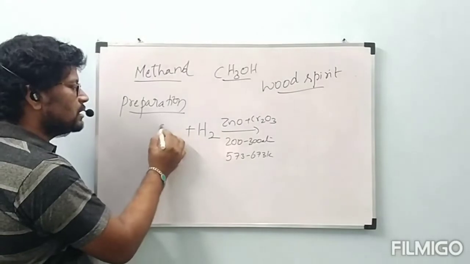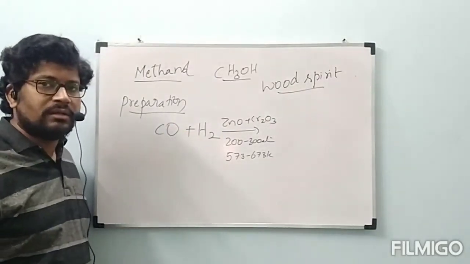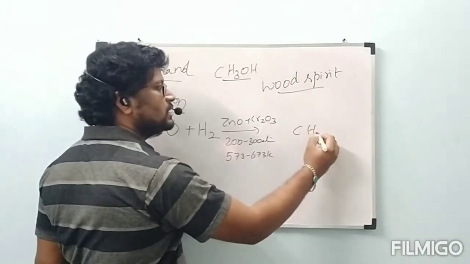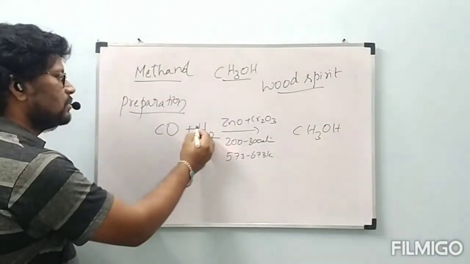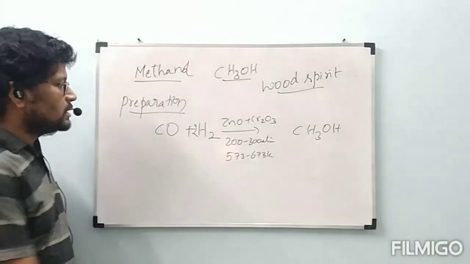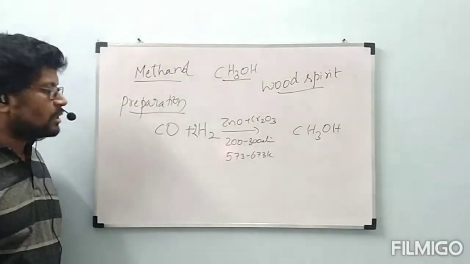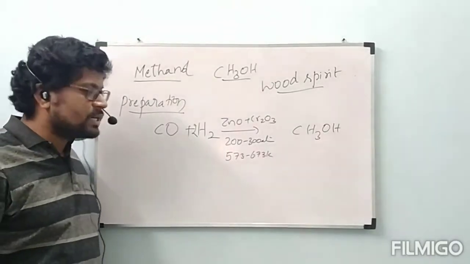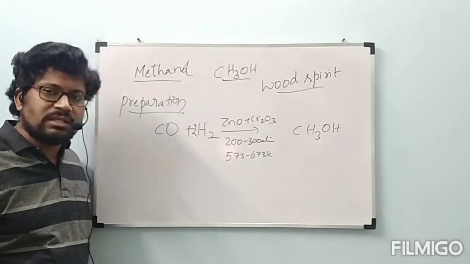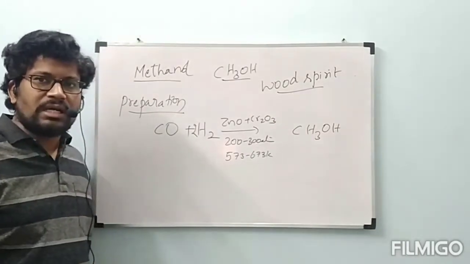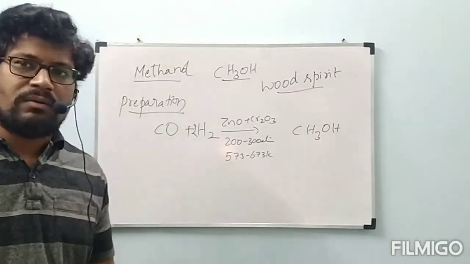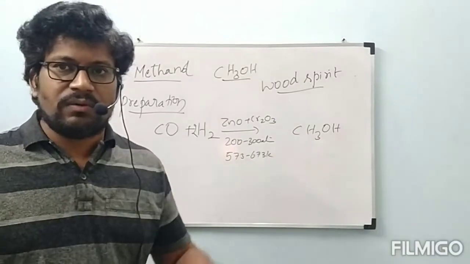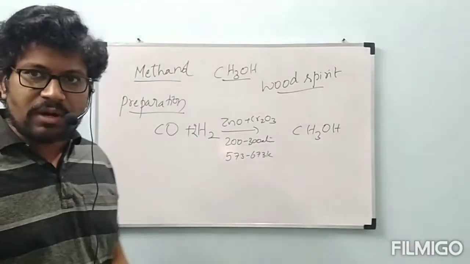Catalytic hydrogenation of CO, carbon monoxide, will form CH3OH, balancing two hydrogen molecules, 2H2. Now, CO plus 2H2 in the presence of ZnO plus Cr2O3 as a catalyst, at 200 to 300 atmospheres and 573 to 673 Kelvin, gives methanol. Already we discussed the properties of methanol also. Next, denaturation of alcohol, which we will see more in ethanol. Now let us go through the next commercially important alcohol, that is ethanol.